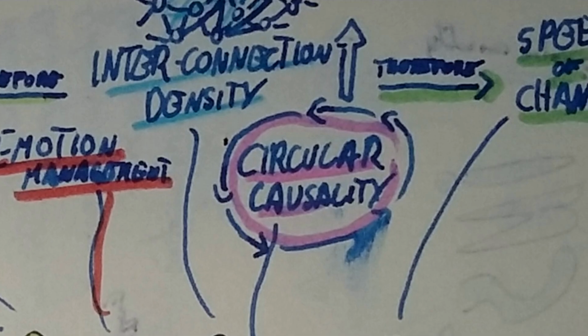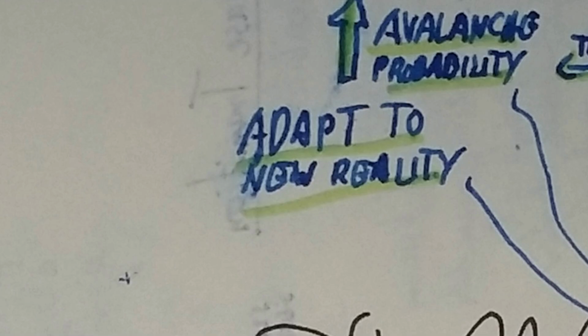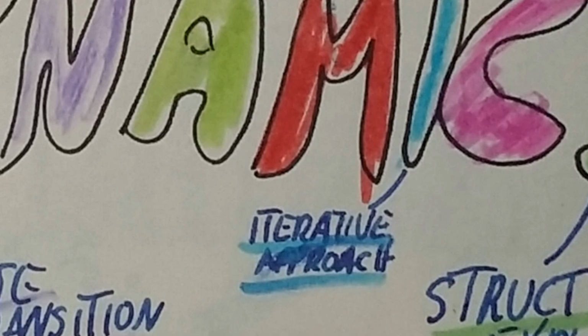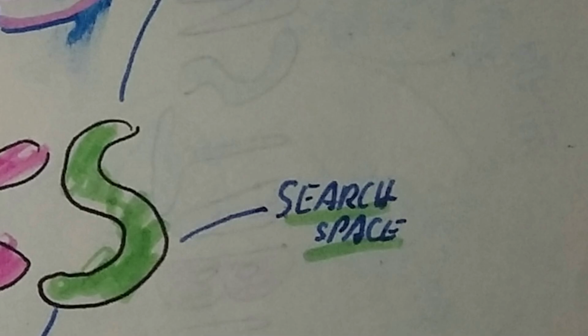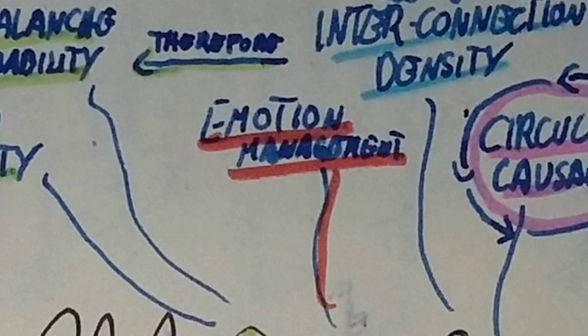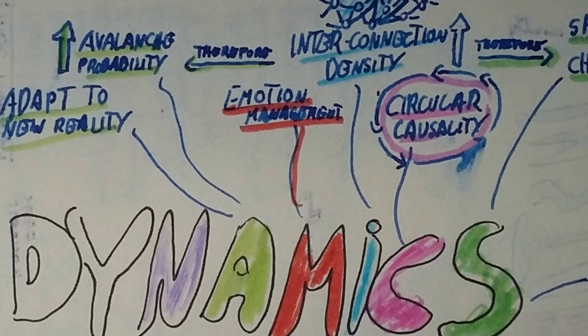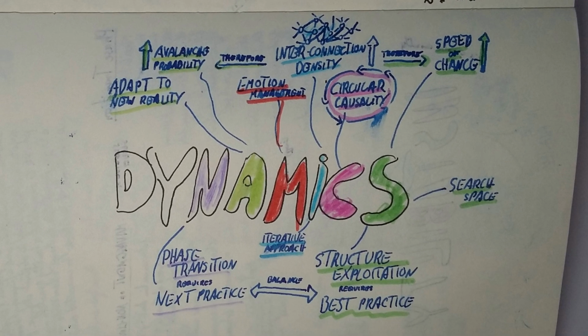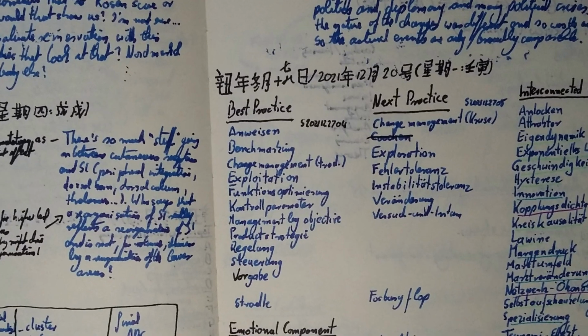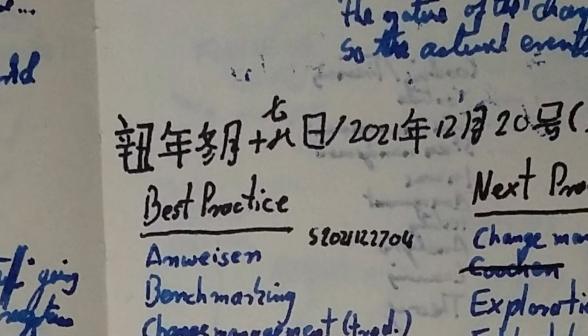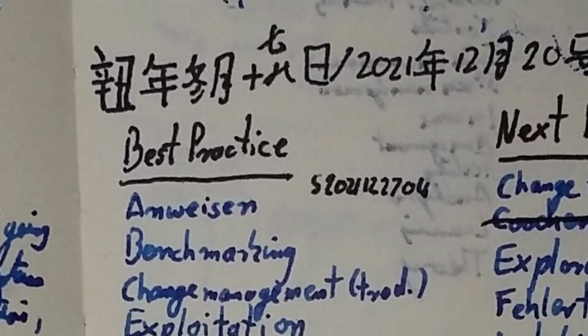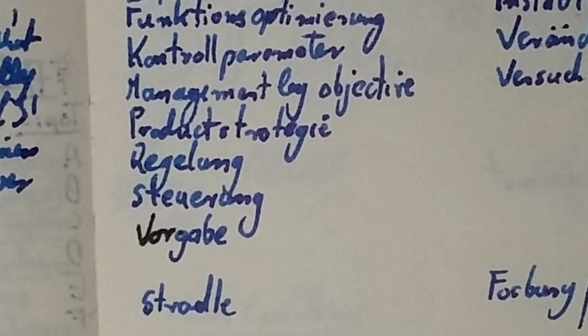The changes are driven by circular causality, and next practice means adapting to a new reality. That requires an iterative approach to explore the new search space and emotion management. And so my CaWas is able to capture all of the central concepts of the book and put them into relation to one another. Now, as I processed the content of the book in this way, I was always on the lookout for what are the important concepts and how can I group them in order to write my zettels.